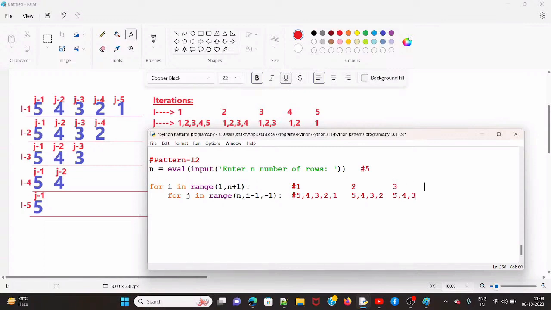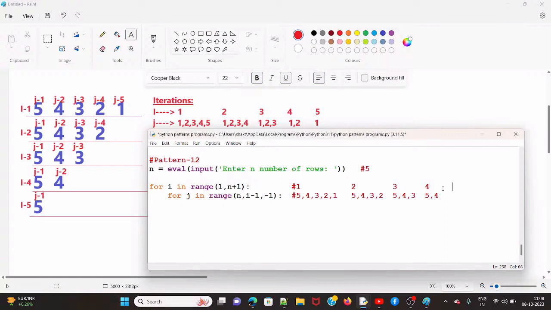Next, when i value is 4, so I take the 4 here. 4 minus 1, how much here? 3. Starting 5 is there, ending 3 is there. 3 before 4 will come. So 5 to 4. So 5, 4 will come.